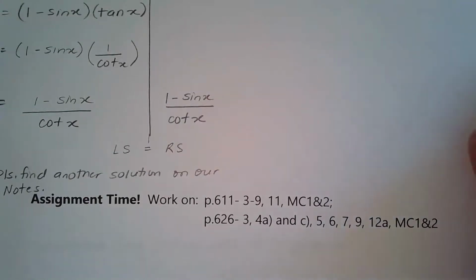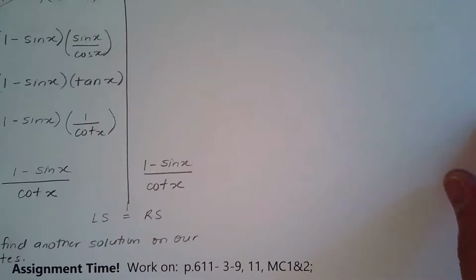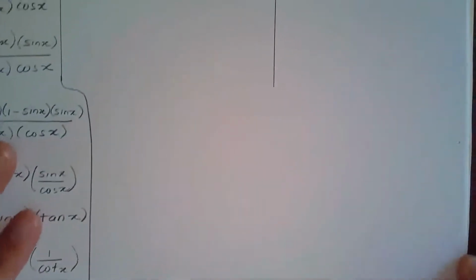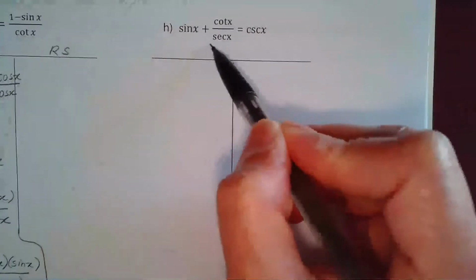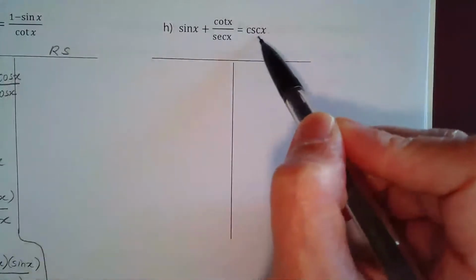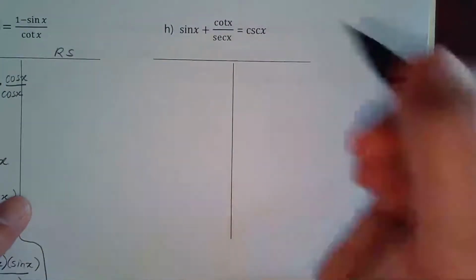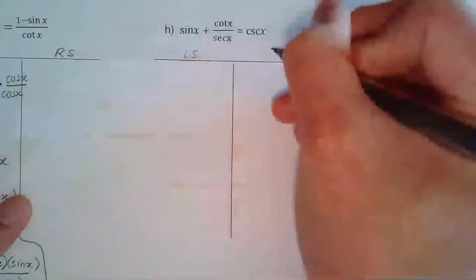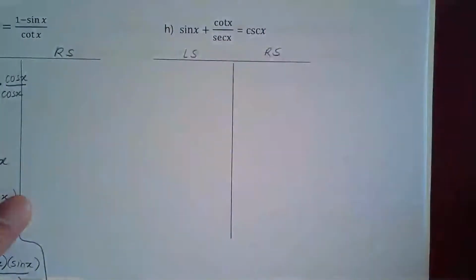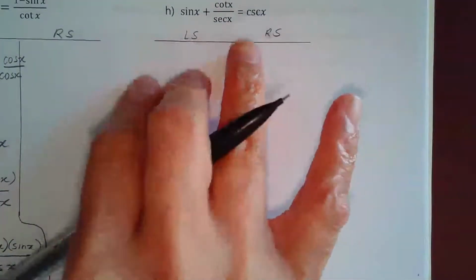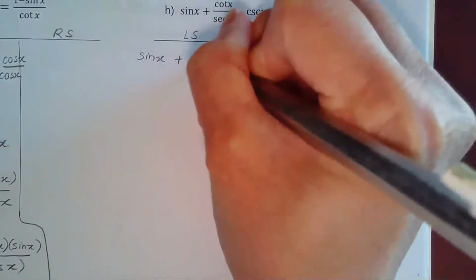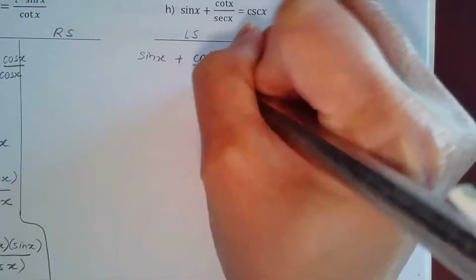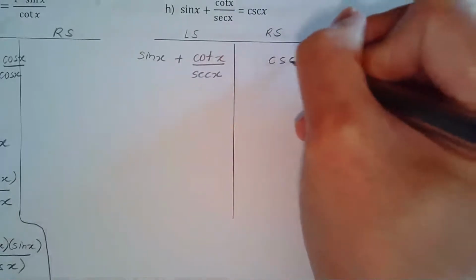Okay, so now we are down to our last example. Let's see this. Oh, this is not bad. I see the complicated side here, and the other side is just cosecant of x. So the left side is sine of x plus cotangent of x over secant of x, and my right side is the cosecant of x. If I clean this up, it should look like cosecant of x.